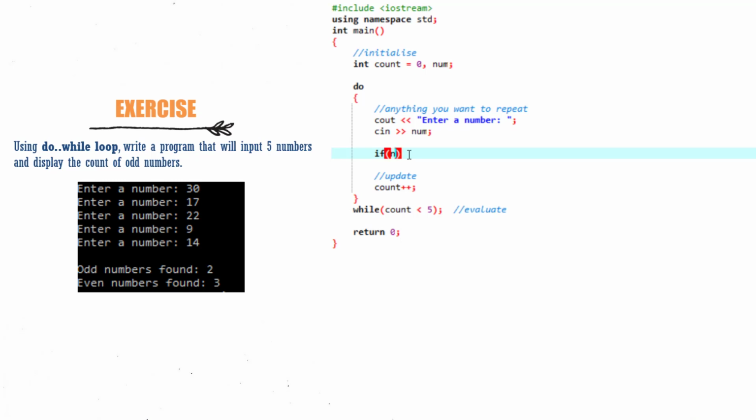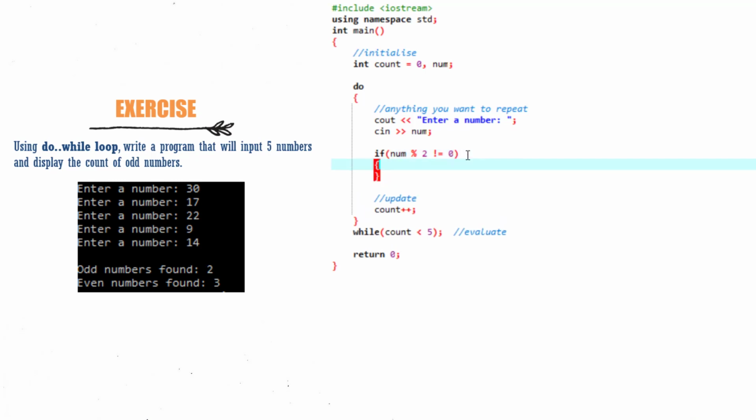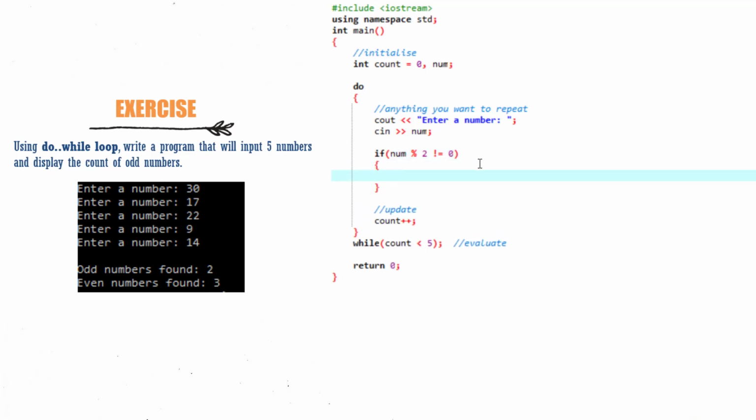So you want to check if this number, when we divide it by 2, has a remainder, then it becomes an odd number. To check for a remainder, you must use a modulus. So if this number, when we divide it by 2, gives a remainder, meaning it is not equal to 0, meaning the remainder is not 0, so there's a value there. If we get a remainder, it will be an odd number.